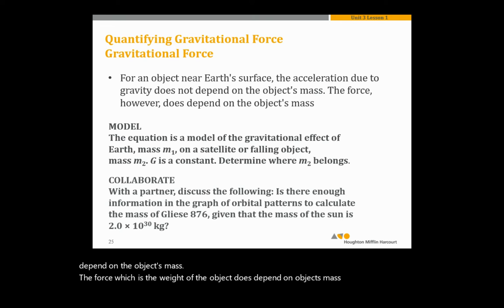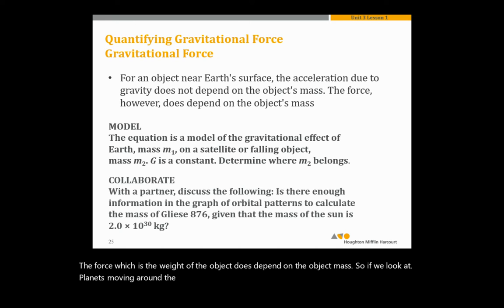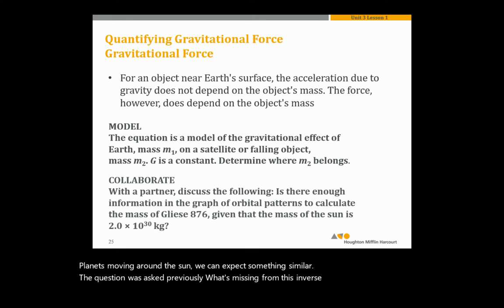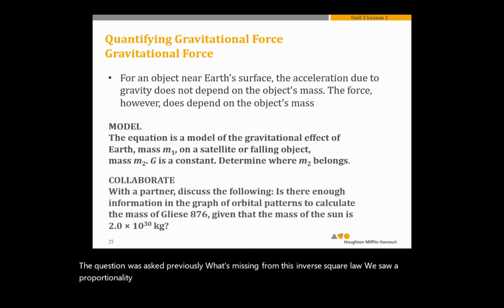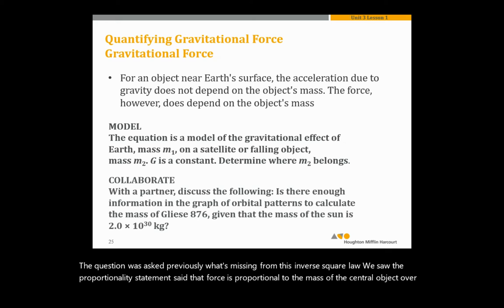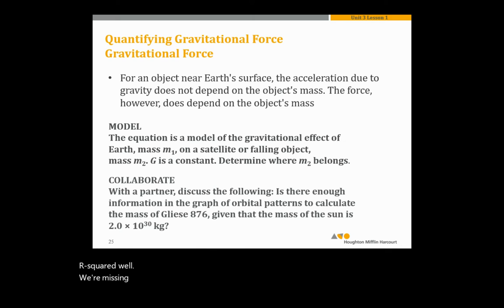So, if we look at planets moving around the sun, we can expect something similar. The question was asked previously, what's missing from this inverse square law? We saw proportionality. The proportionality statement said that force is proportional to the mass of the central object over r squared. Well, we're missing two things actually.